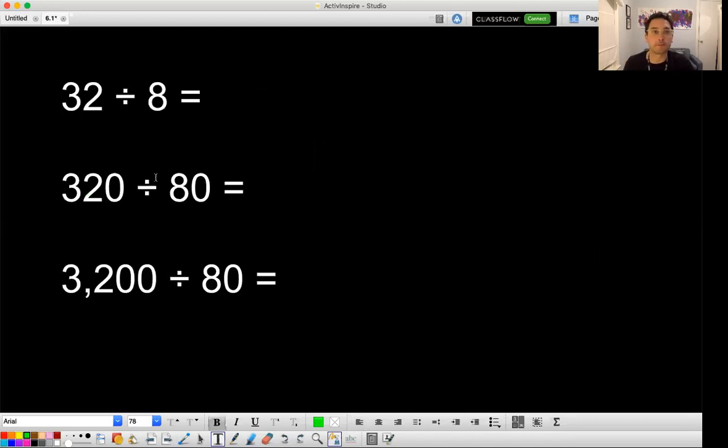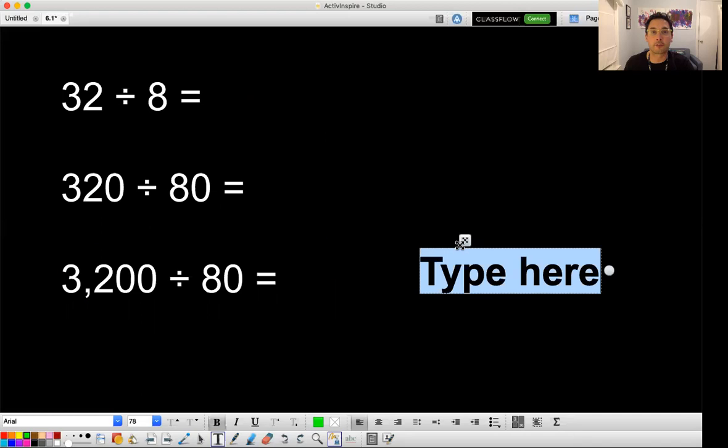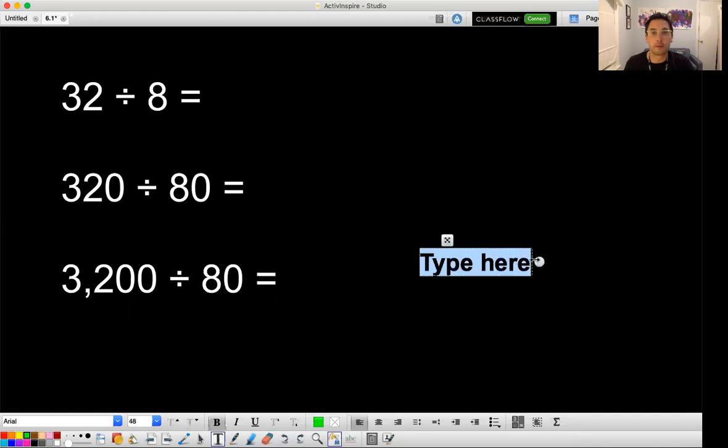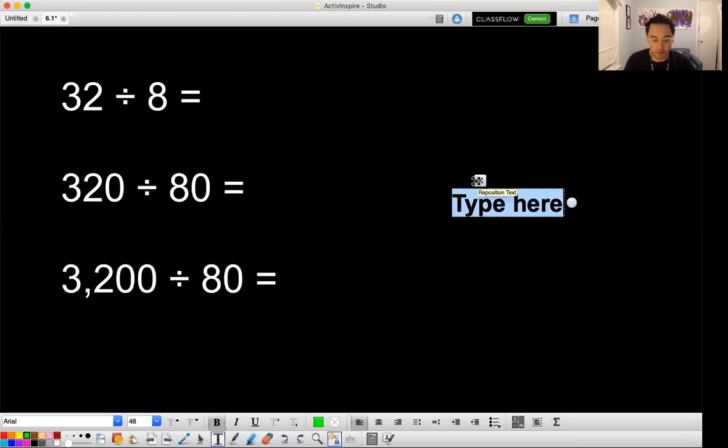Last example, 32 divided by 8. Okay, if that's not a fact that you know off the top of your head, let's just think for a moment. So I need to think of 8 times something is 32. So let's see, what do I know?